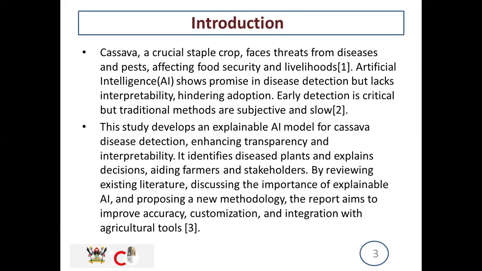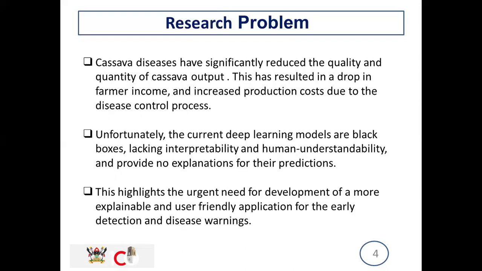Cassava is a crucial crop, basically in Uganda, and this model is going to help a lot in the output that can be got. Next slide.